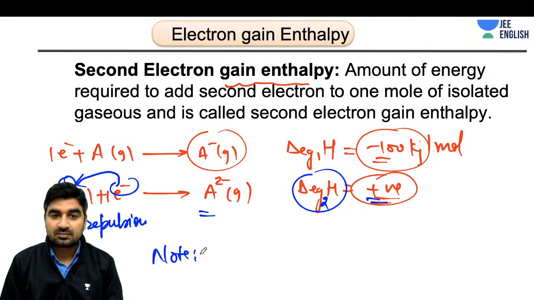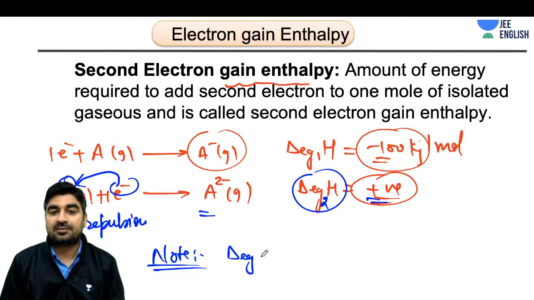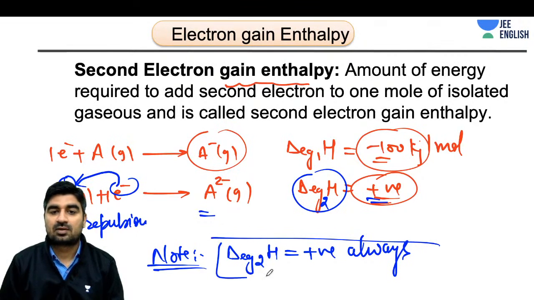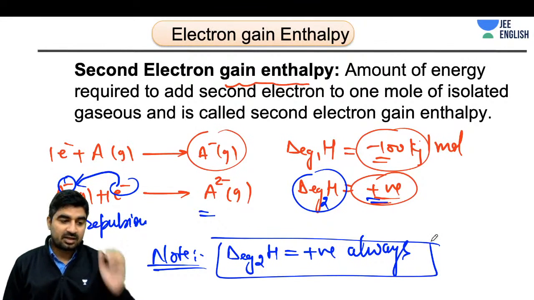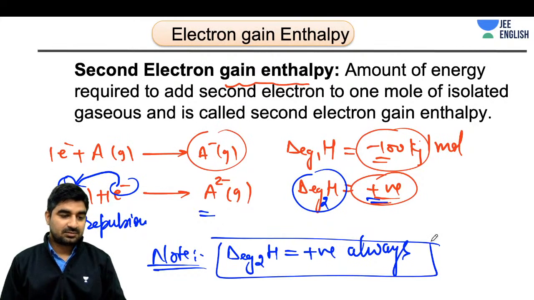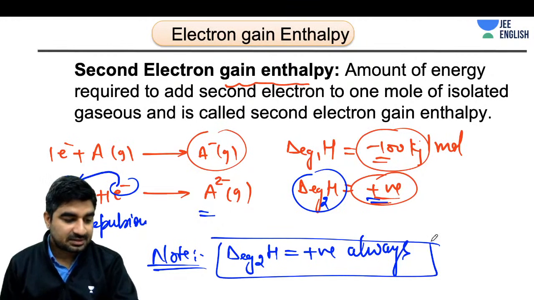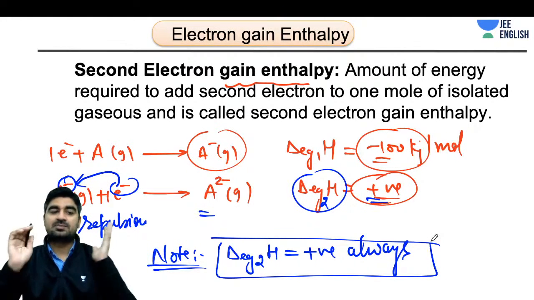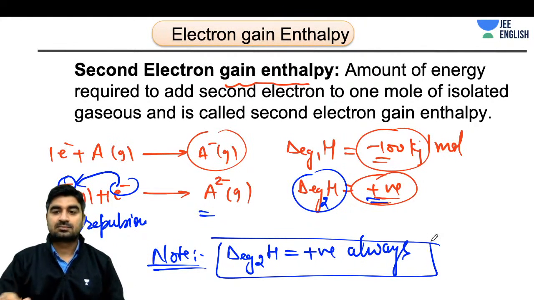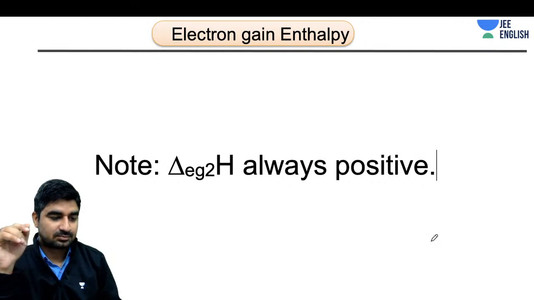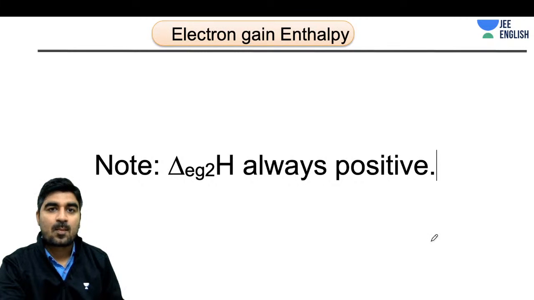So note it down. Second electron gain enthalpy, delta Eg2, will always be positive. Second electron gain enthalpy will always be positive. Got it? Note it down. If you have any doubt, please ask me.